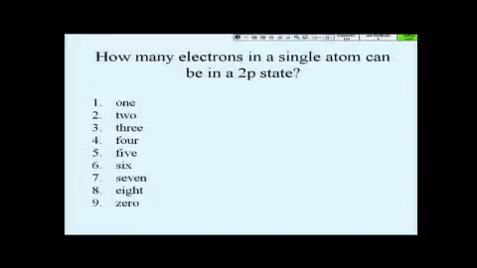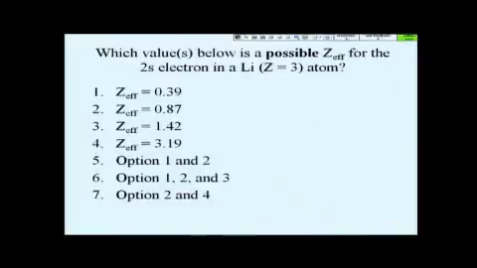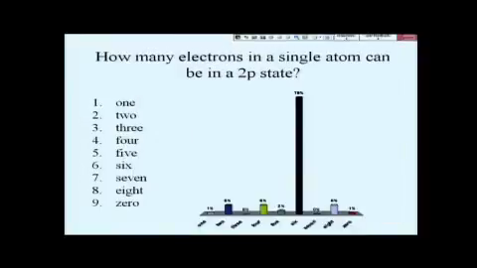Okay, as you're settling into your seats, why don't we take 10 more seconds on the clicker question here? All right, so this is a question that you saw on your problem set. How many electrons would we expect to see in a single atom in the 2p state? So let's see what you said here.